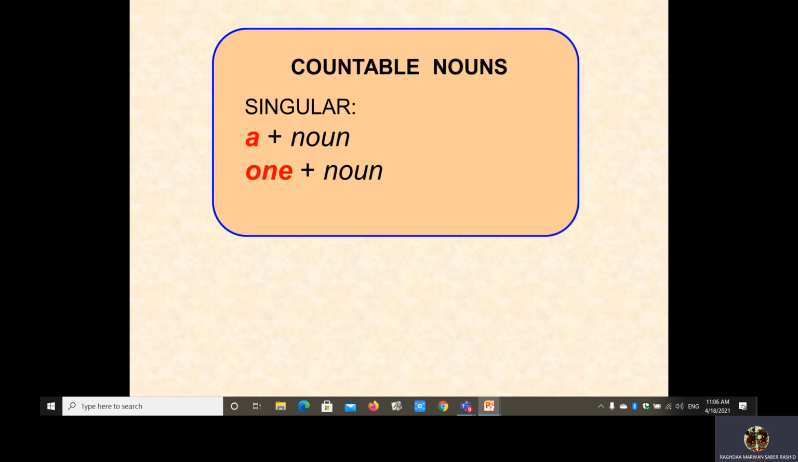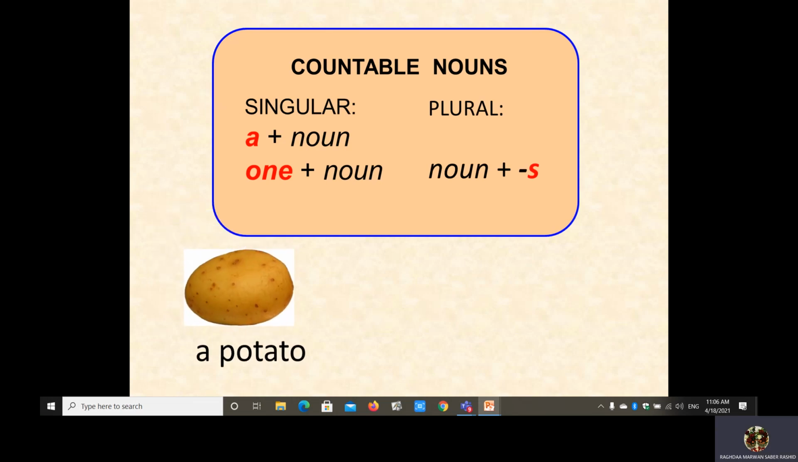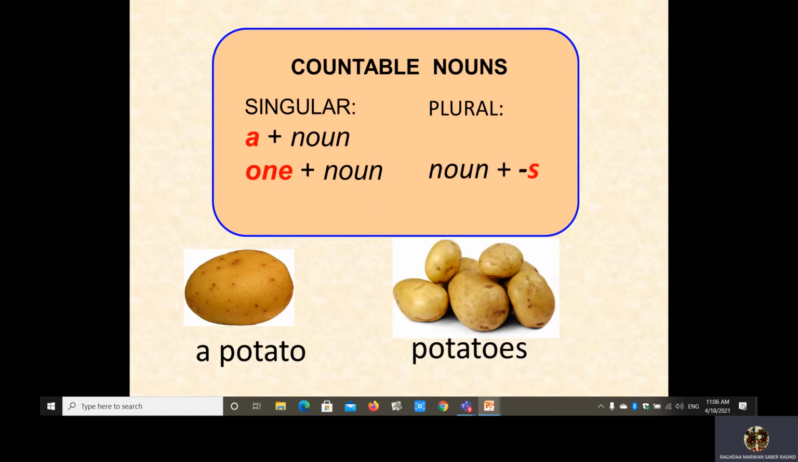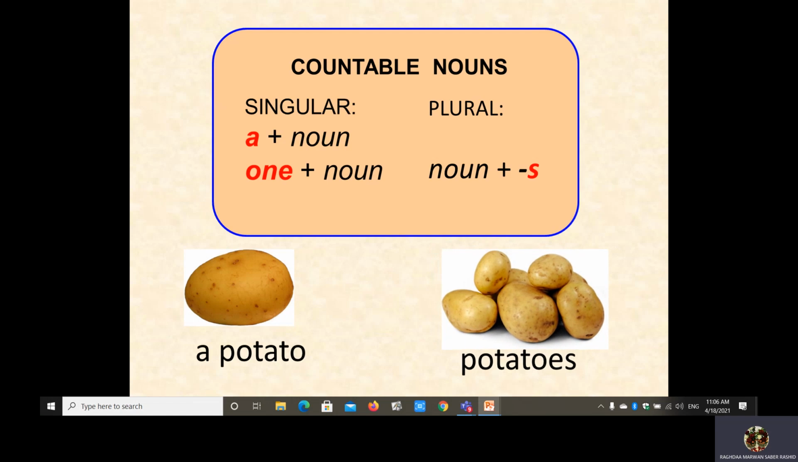Countable nouns, if we talk about singular, we'll add a before the noun or say 1 orange, for example. In the plural, we add s to this noun. It means it's countable. Example, a potato or 1 potato, and we can add s at the end to make it plural, potatoes. This is the meaning of countable nouns, that we can describe one thing of it, or we can make plural of it adding s at the end.